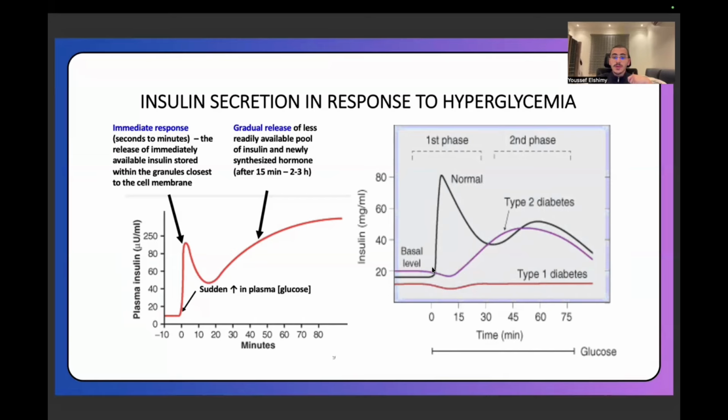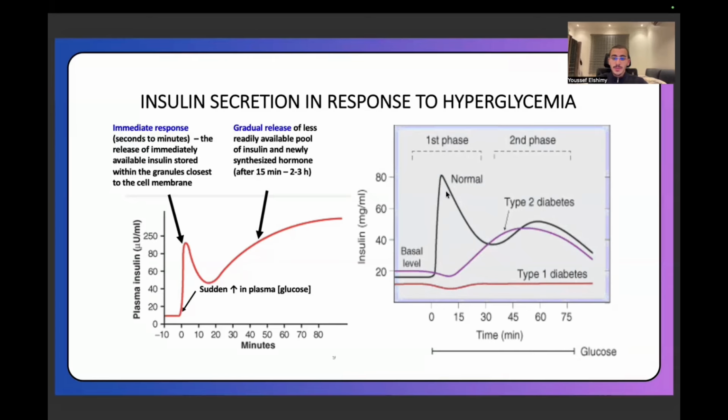Nothing happens. But with time, because there's difficulty in sensing the blood glucose levels, it starts to gradually rise, but not as much as the normal. There is still a response, but it's minimal. And this is due to how the body is not sensitized to the glucose levels in the blood.